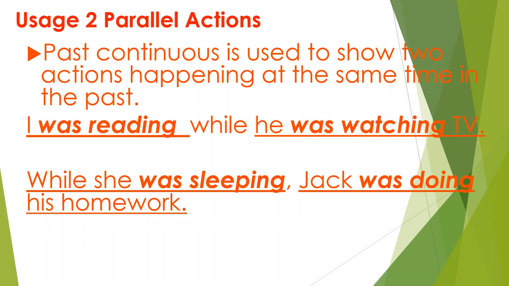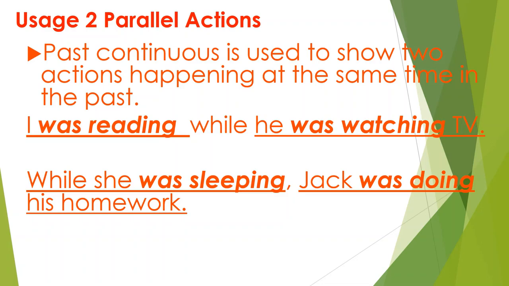So next usage is parallel actions. Past continuous is used to show two actions happening at the same time in the past. So we have here the first example. I was reading while he was watching TV. So there are two actions here. The first one is I was reading, and the other one is he was watching. So there are two past continuous tense here: was reading, and was watching.